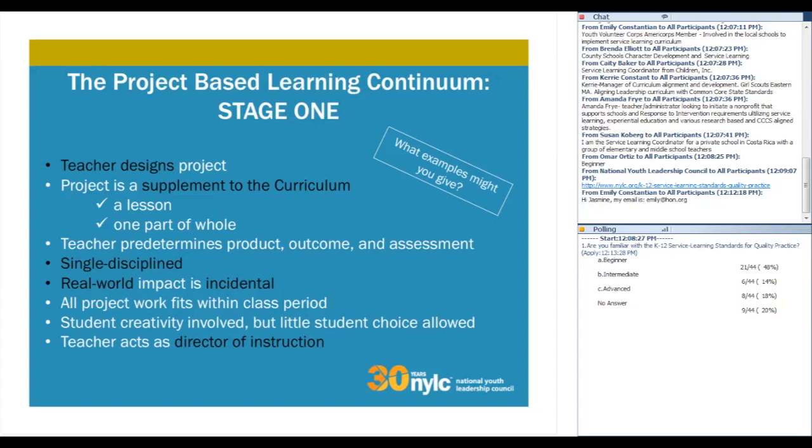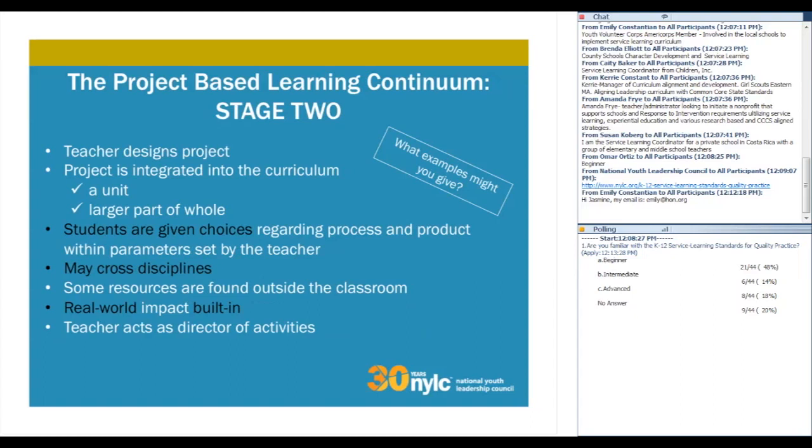As we move along to stage two, again, you'll see some of the differences I highlighted in black. Students are given choices. So now, instead of the teacher designing all of these things, students have the opportunity to weigh in on what processes and what products they're going to participate in. And it's the foundation for differentiated instruction, where the teacher sets some guidelines and parameters, but the students are given choices with regard specifically to product and process.